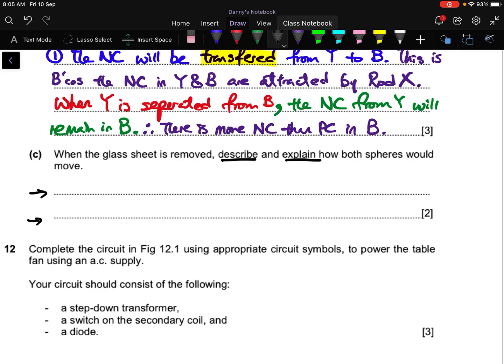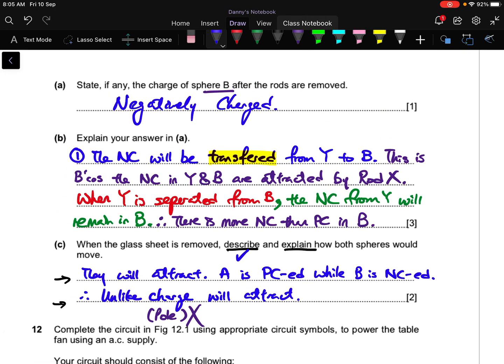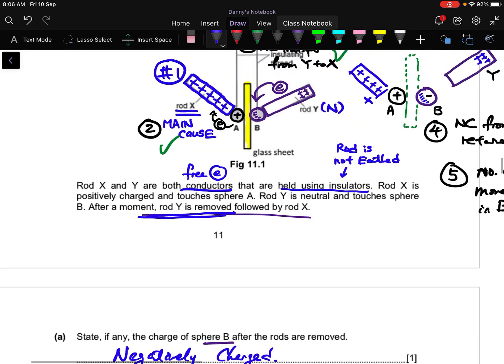So I have to describe and explain. I only have two answer lines. So I will use the shortest way to explain, right? They will attract. So I answer this, right? How to explain? Because they are of opposite charge. So A is positively charged while B is negatively charged. Oh, I still have one answer line. Maybe I will add in the law to tell my marker that I understand. I can recall the law, right? So A is positive charge, B is negative charge. So therefore, unlike charges, I have a huge amount of you that tell me that this is repel, and I have to mark you wrong. So unlike charges will attract. Full stop.